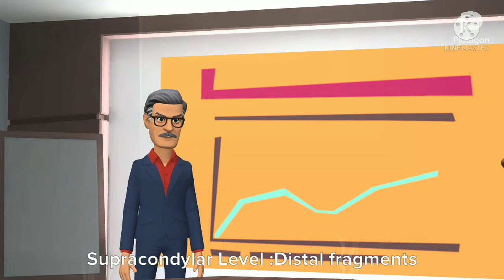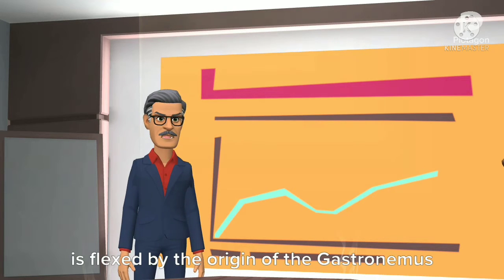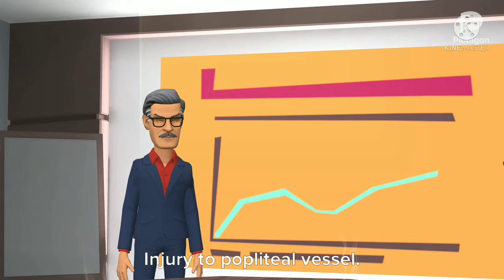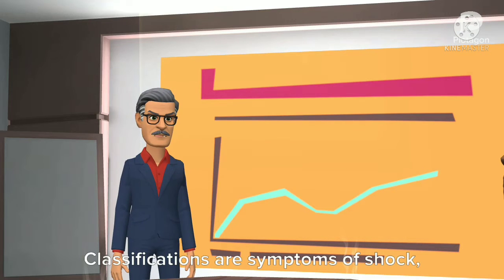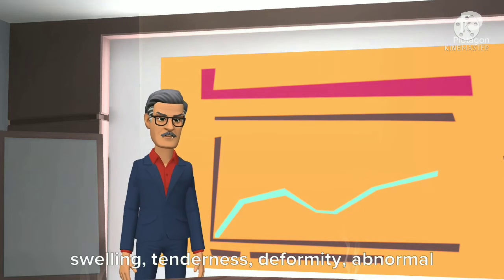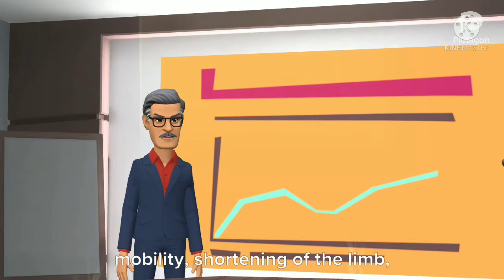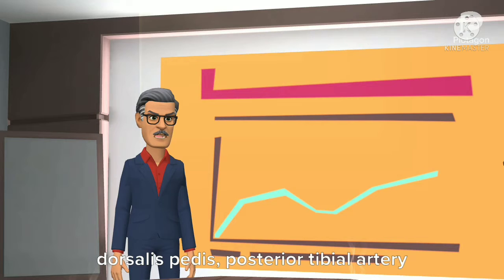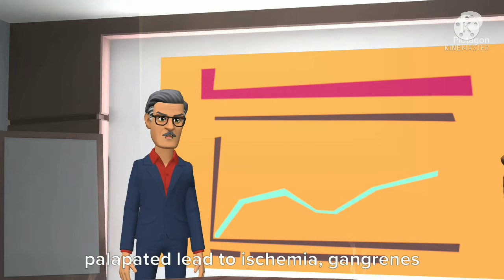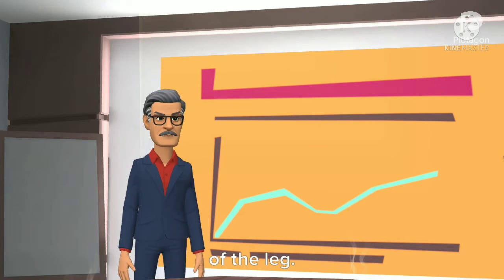Supracondylar level: the distal fragment is flexed by the origin of the gastrocnemius muscle, with risk of injury to the popliteal vessel. Clinical features are symptoms of shock, swelling, tenderness, deformity, abnormal mobility, shortening of the limb. If dorsalis pedis and posterior tibial artery pulses are not palpable, it can lead to ischemia and gangrene of the leg.